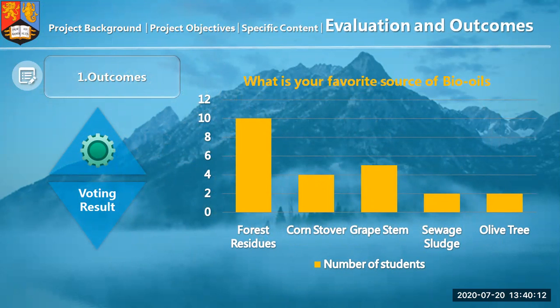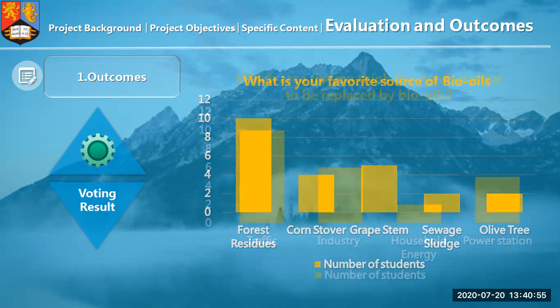After giving an online speech, I submit them a questionnaire which includes four multiple choice questions and two essay questions. The first question is, what is your favorite source of oils? The forest resources account for the maximum ratio, and there are few people who chose serious large. Maybe they are not familiar with serious large.